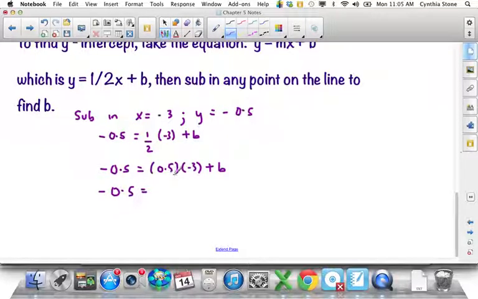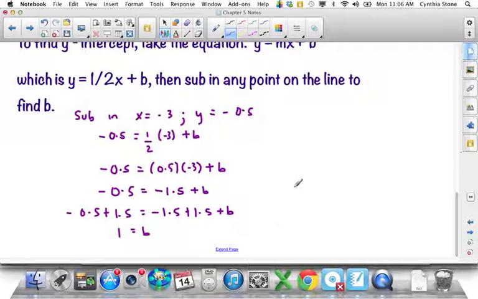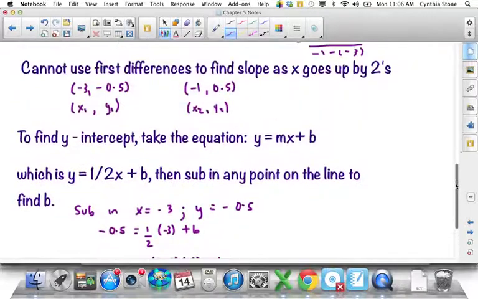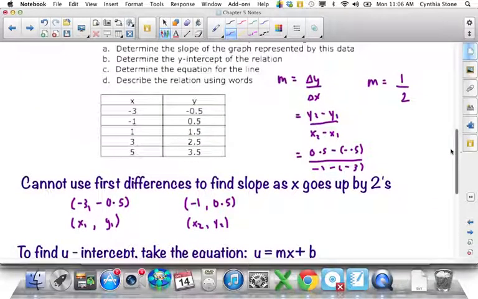Leave this minus 0.5. You can do it in your head or your calculator: 0.5 times minus 3 is minus 1.5, plus b. Now I'm going to add 1.5 to each side to get b by itself. So minus 0.5 plus 1.5 is 1, equals b. Now I've got my b value. It's a lot of steps, but that's how you do it. So that was part B, finding b.